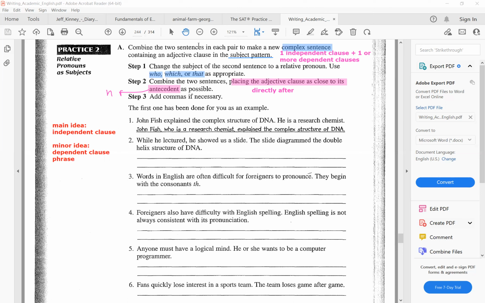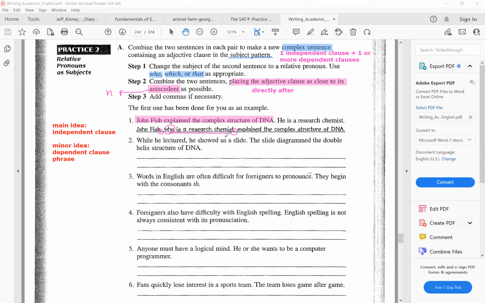So in the first example, our main idea is John Fish explained the complex structure of DNA. As you can see, the second sentence, who is a research chemist, is being turned into a non-restrictive adjective clause. You might be wondering, why is this non-restrictive? Because John Fish is a very clear name. It is a proper noun. Even without this adjective clause, we know who you are talking about, right?